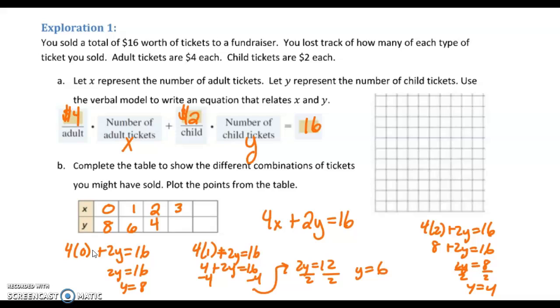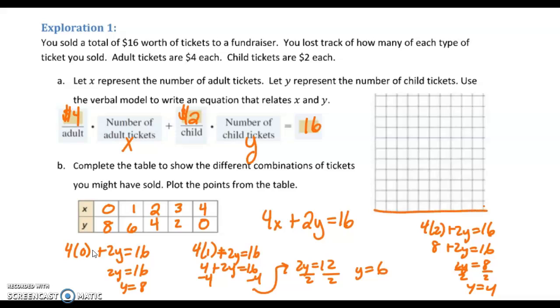Okay, if I do 3, then I'm going to do the same thing. I'm just going to go on scratch paper and I'm going to find out that I can do 2 child tickets. And if I sell 4 adult tickets, then I can't buy any child tickets. All right, so let's go ahead and plot the points from the table.